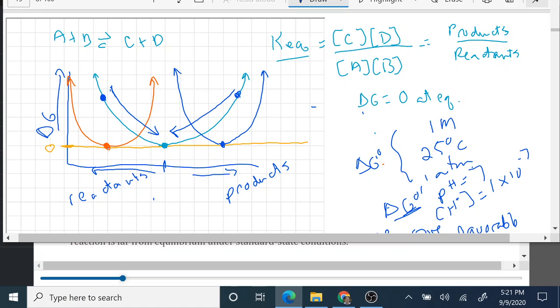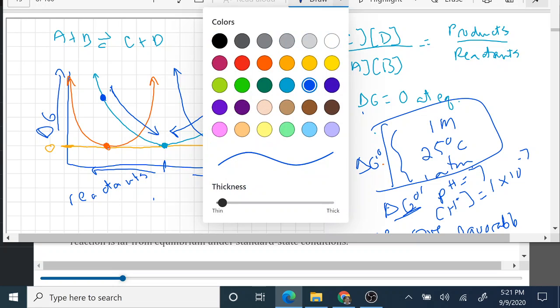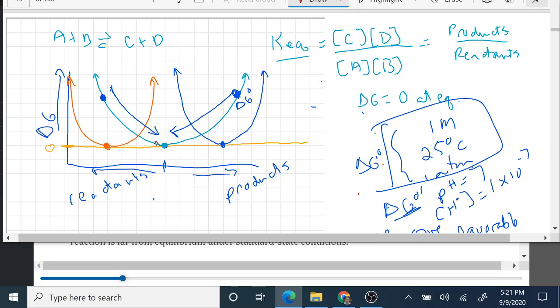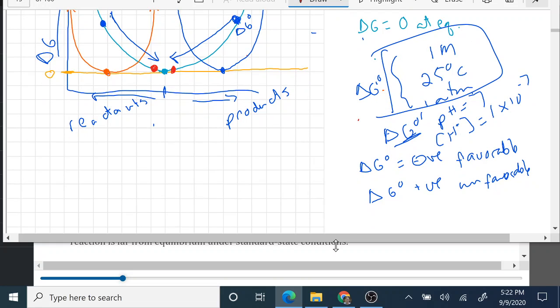So delta G naught is a measure of how far away from equilibrium we are under these standard conditions, okay? So if our delta G naught is close to 0, then that means we are close to equilibrium under these standard conditions. So let's look at these equations again.